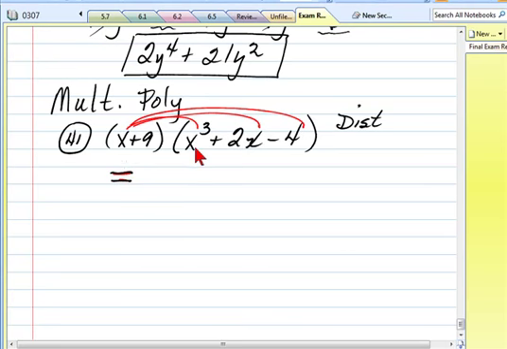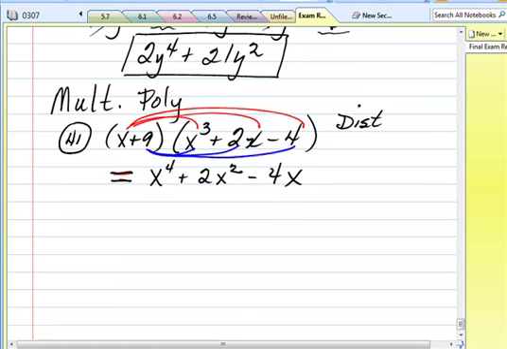X times x to the third, add the exponents because it's a product, is x to the fourth. X times 2x is 2x squared. X times negative 4 is negative 4x. Now, I need to distribute the positive 9.